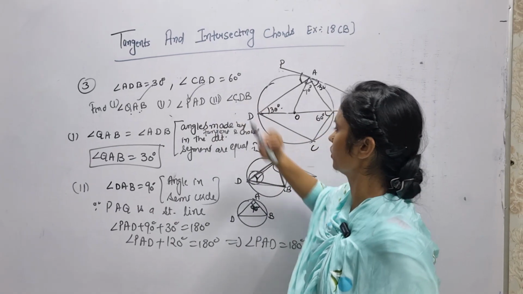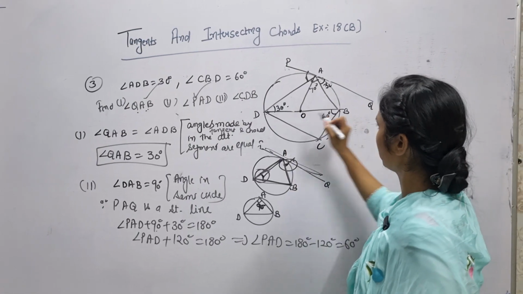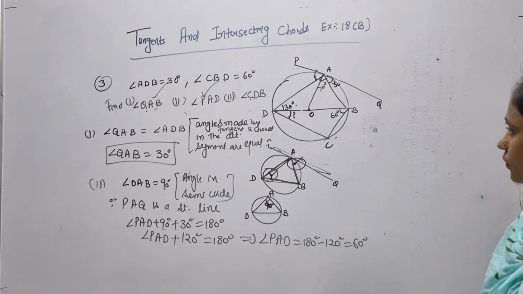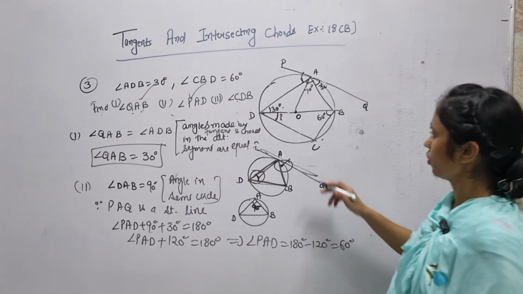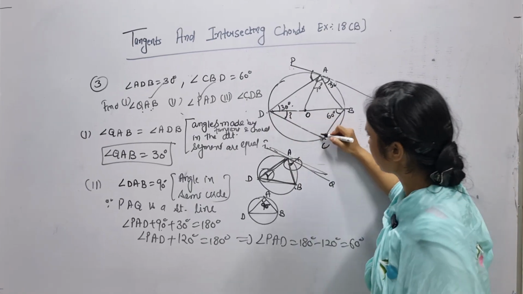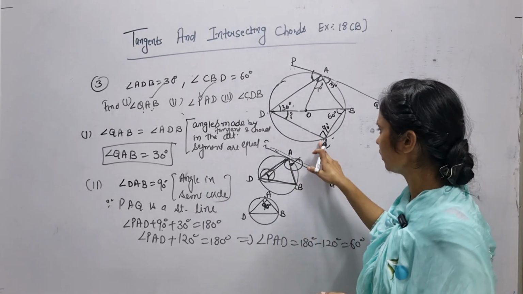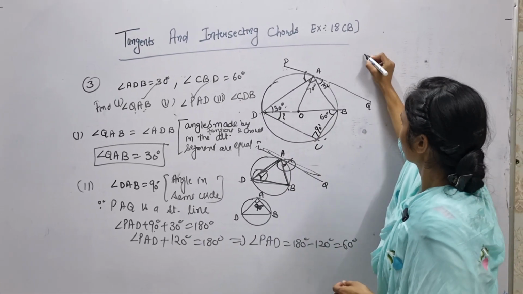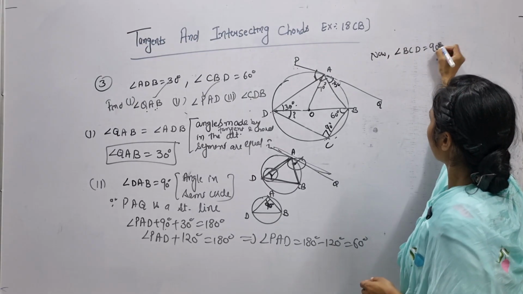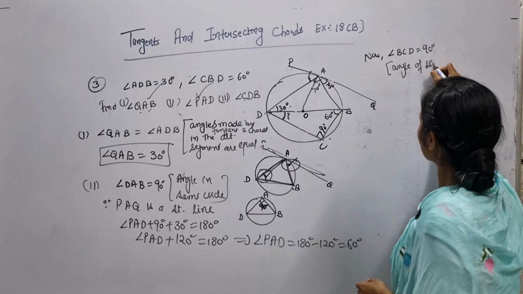Now see the third, CDB. This we need to calculate. How can you calculate this? See, BD is the diameter. Again, BD is the diameter, so this angle will be 90 degrees, angle in the semicircle. Now angle BCD is equal to 90 degrees because this is the angle of a semicircle.